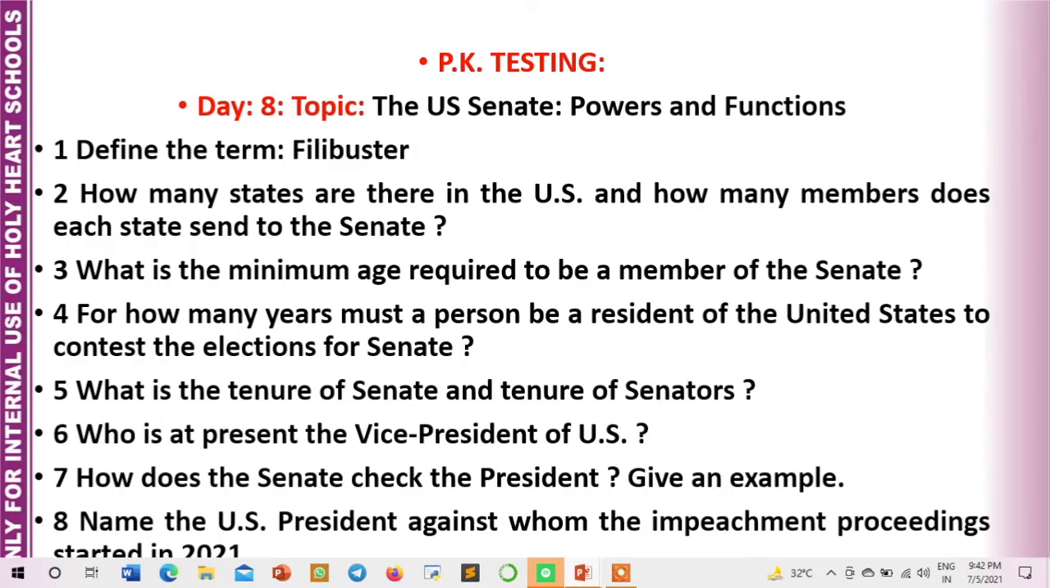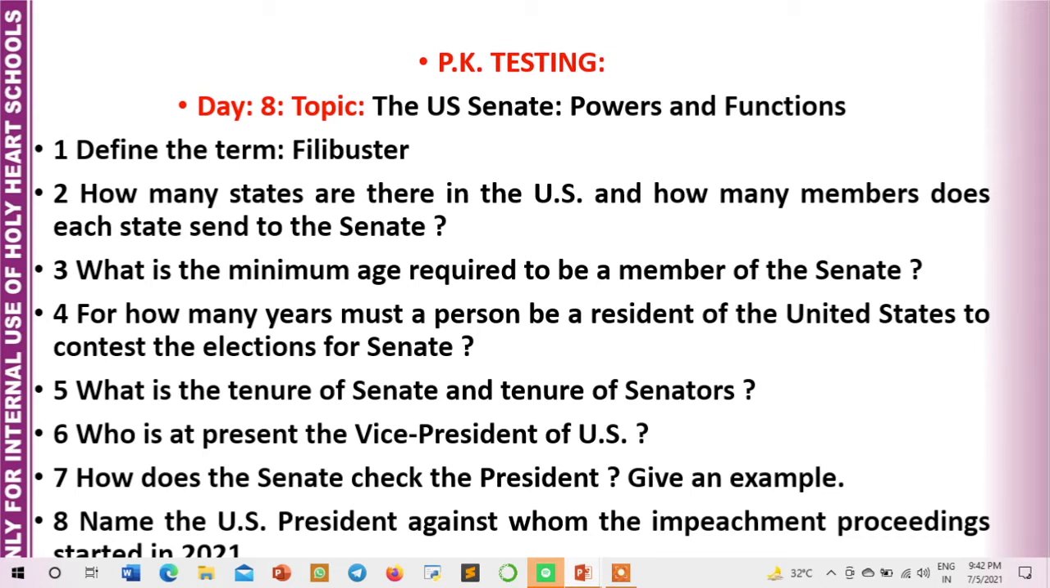Now, before the discussion of my today's lecture, I must take your previous knowledge testing. Yesterday, I discussed the topic, that is the US Senate powers and functions. Under this, I discussed some terms also with you. First term is filibuster. Come on, tell me the meaning of filibuster.